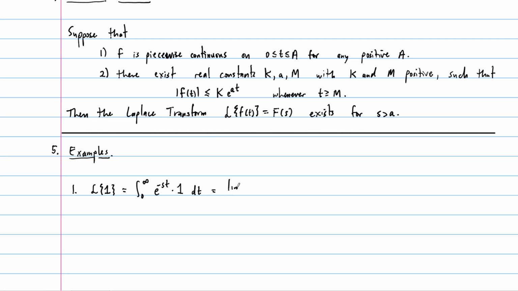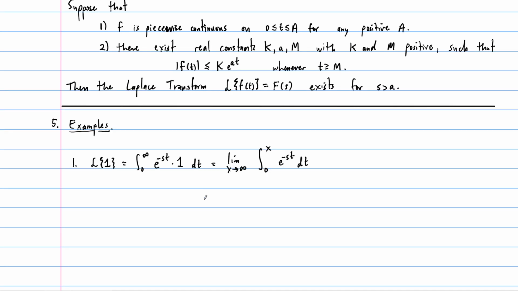So this will be the limit as x approaches infinity of the finite integral from 0 to x of e to the minus st dt. The 1 is just constant, so we multiply by 1, and we're left with this. We know how to compute this integral. In this scenario, s is not the variable of integration, so we can just treat it like a constant. So the antiderivative of e to the minus st is negative 1 over s, e to the minus st, and then we plug in our boundaries for t.